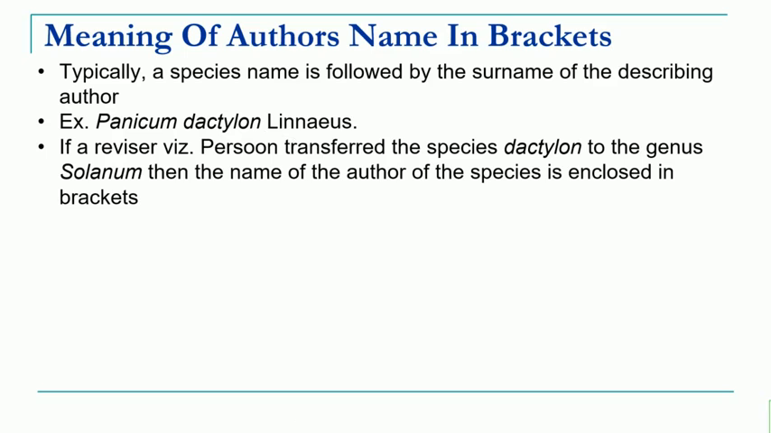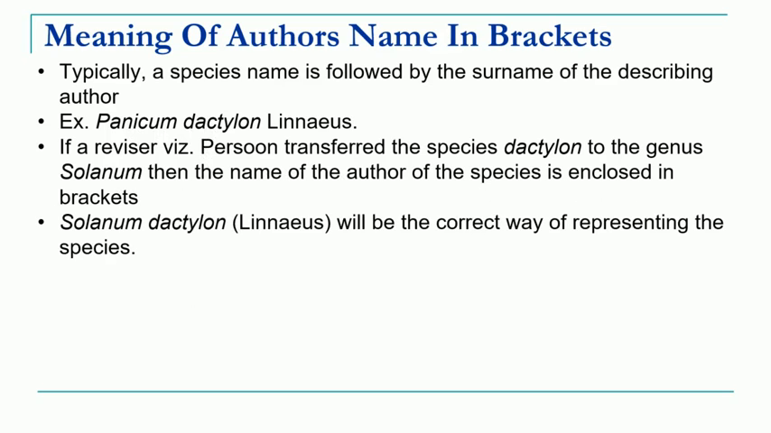Sometimes there can be revision in the names. For example, suppose this scientist transferred the species dactylon to the genus Solanum. So from the Panicum genus, suppose he transferred this species to the Solanum genus, then the name of the author of the species is enclosed in brackets. Since Linnaeus was the first scientist to discover this species, his name will follow as the name of the author in brackets. So even though it is transferred by another scientist, the name will be Solanum dactylon (Linnaeus).